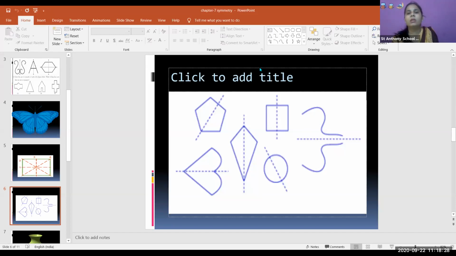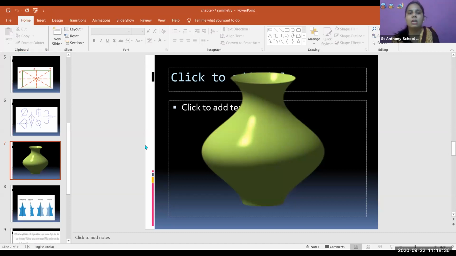understood everyone? I hope everyone understood this, because this chapter is very simple actually. We only have to identify the axis of symmetry. Now in this pot, how many axes of symmetry would there be? Just let me know in the chat box. How many axes of symmetry can we draw?